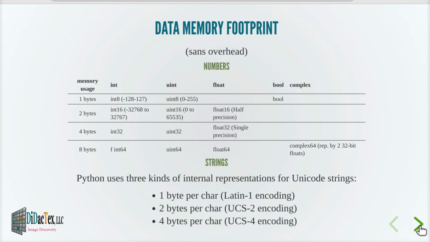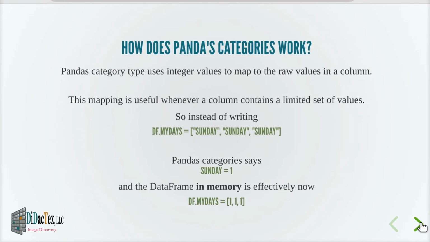And let's take a step backward and look at data memory footprint. An int 8 is numbers that go from 0 to 255, so it's 2 to the 8th, and that's where you get the 8. And that's 1 byte of memory. Numbers that go up to 2 to the 16th is an int 16, and then you have an int 32 and an int 64, and those take up 2, 4, and 8 bytes, respectively. And this is where strings come into play. One character in a string, sans overhead, takes up 1 byte of memory. So if you have a string that's 6 characters long, that's 6 bytes of memory just for that one string. So how do Pandas categories work?